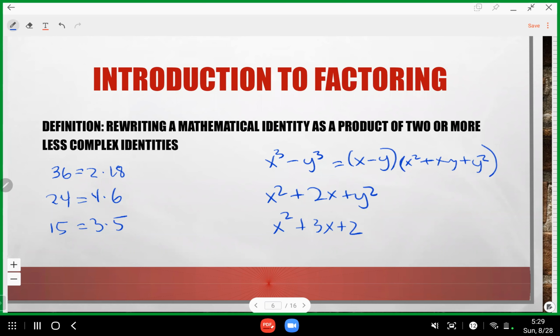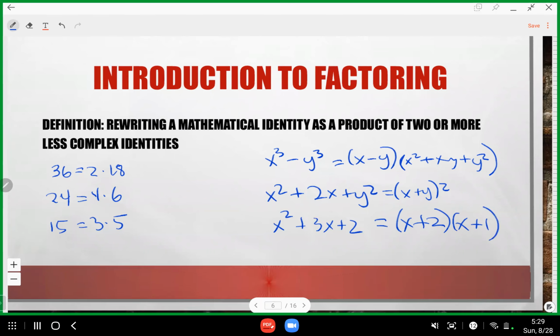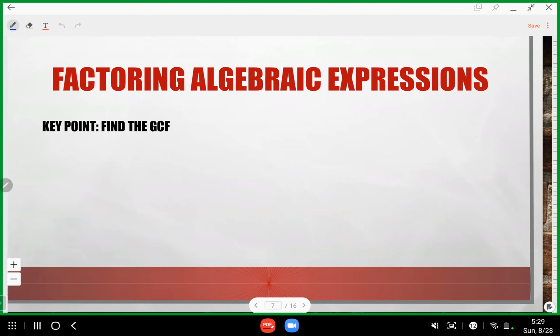And this is x plus y squared. This is x plus 2 x plus 1. So we can factor it, right? So how do we do that? Essentially, factoring algebraic expressions is the same as factoring known identities, like the integers that we just went over, like 15, 24, and 36, right?